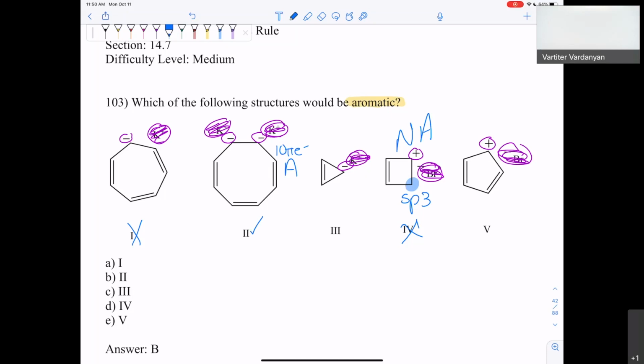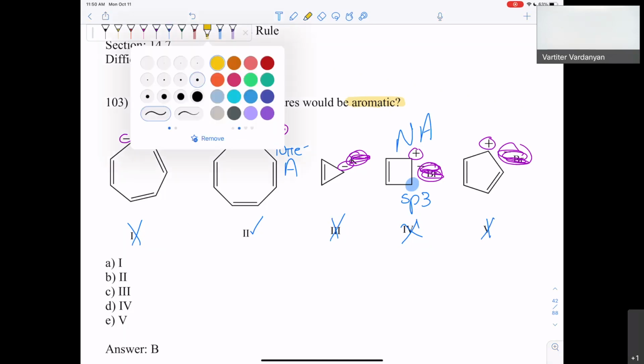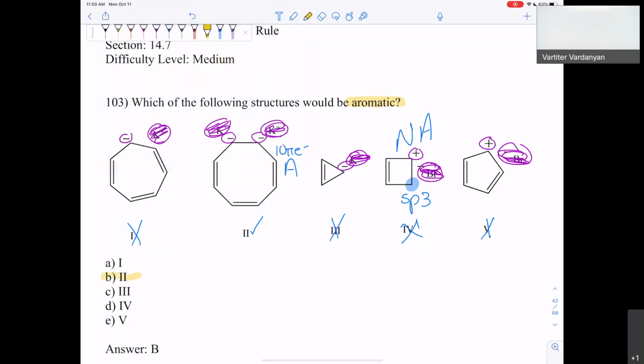So number 3, how many electrons does it have? 4. So that one is automatically anti-aromatic. And then what about the last one? That one is also 4. Cool. So the answer is, yay.